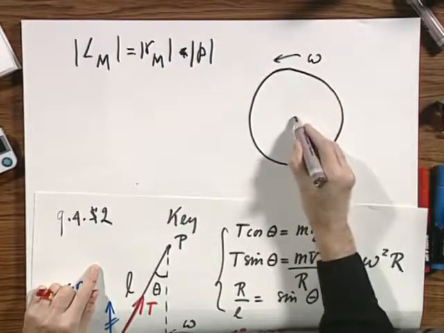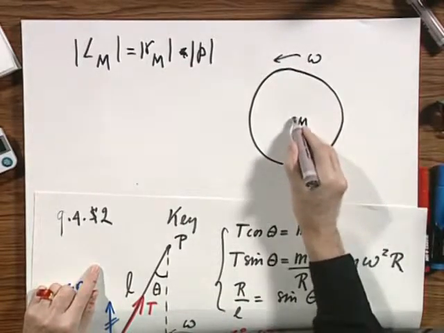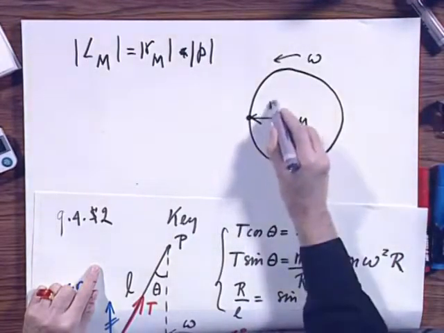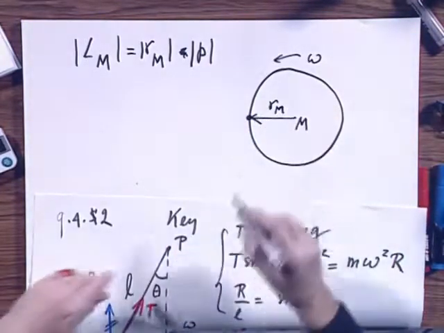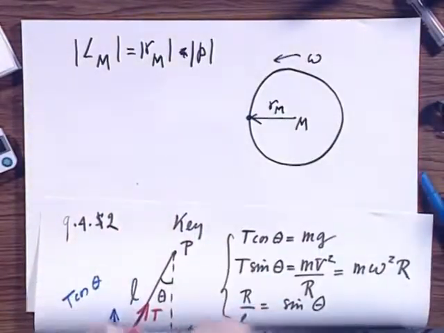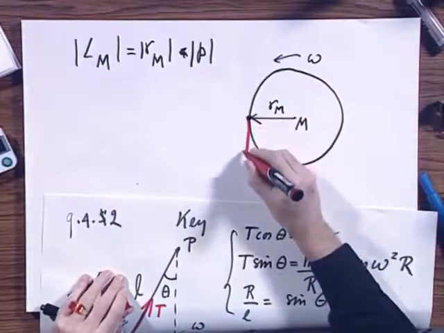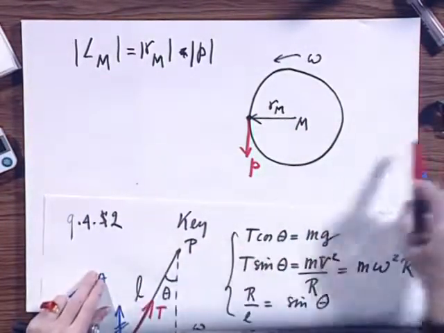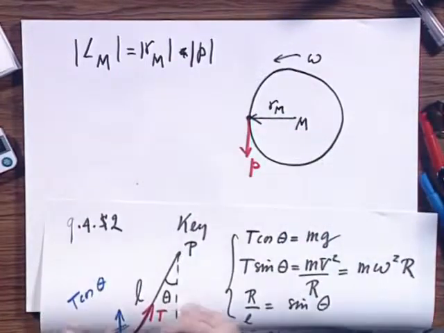Here is omega. Here is point M. If the object happens to be here, this is R of M. And the momentum P would be like this. It's in the direction of the velocity. So you see, they're already 90 degrees relative to each other.